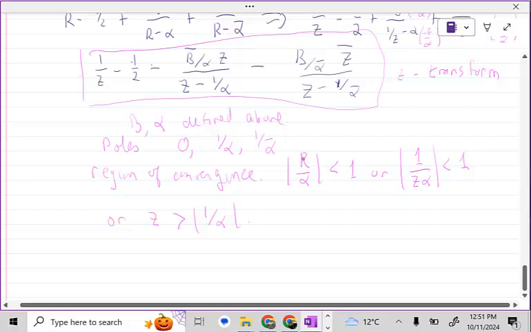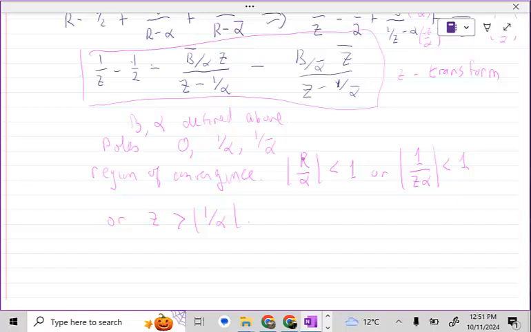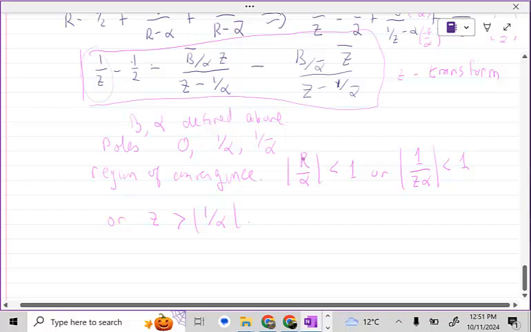So these terms converge when z is bigger than 1 over alpha. And this should be absolute value of z. This one here we don't have to worry about. This one is for z greater than 0. So everything will converge if z is greater than 1 over alpha. And both of these two have the same region of convergence. This is greater than 1 over alpha bar. It's the same thing.